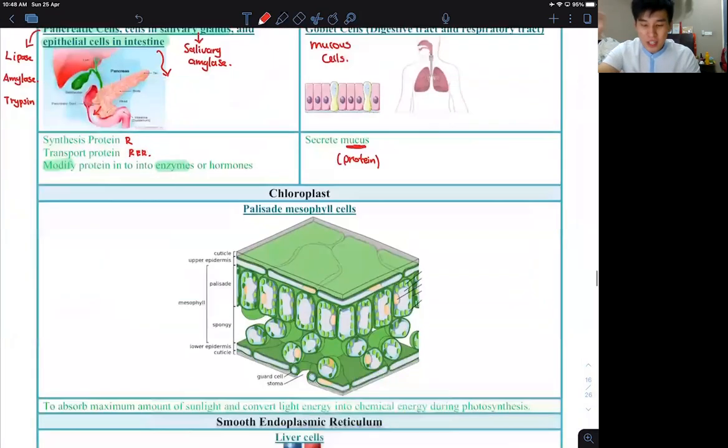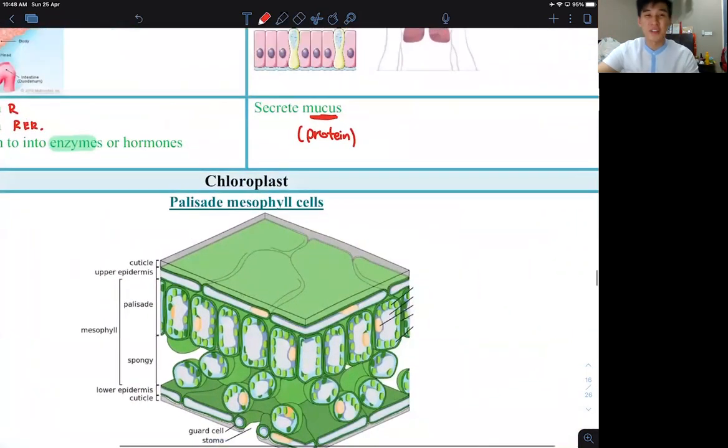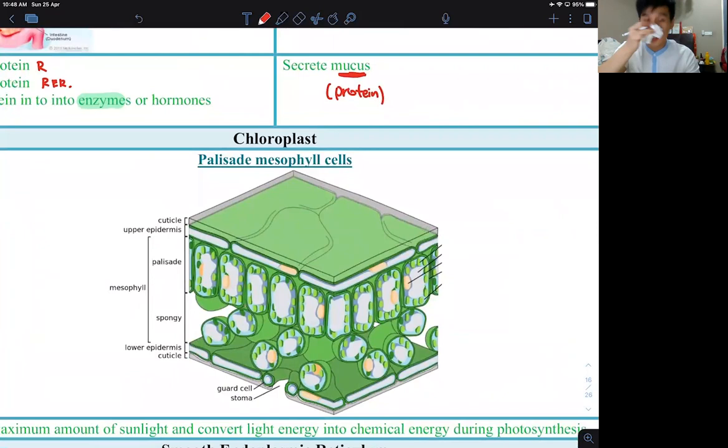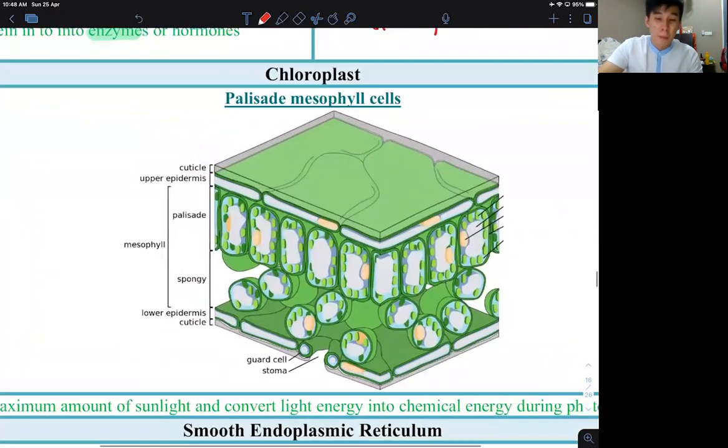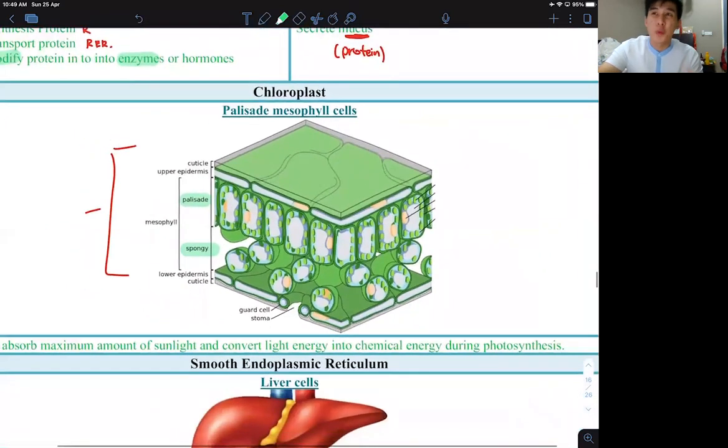And now the next two are basically very easy. So chloroplast is found in plant cells, but not all plant cells have chloroplast. Chloroplast is mainly found in these two cells. This is the leaf, by the way, if you don't know what this is. So chloroplast is mainly found in the palisade mesophyll and the spongy mesophyll, because these are the two main parts that carry out photosynthesis inside a leaf.